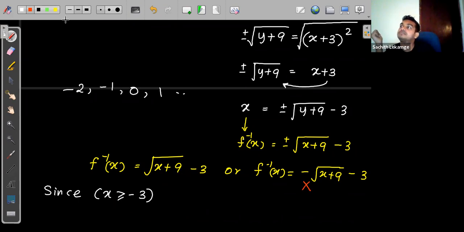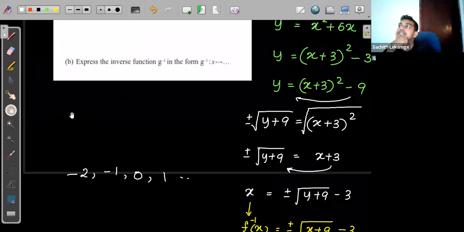This is the correct one. F inverse x is square root of x plus 9 minus 3. So this is our answer. Okay, we are not done, right?